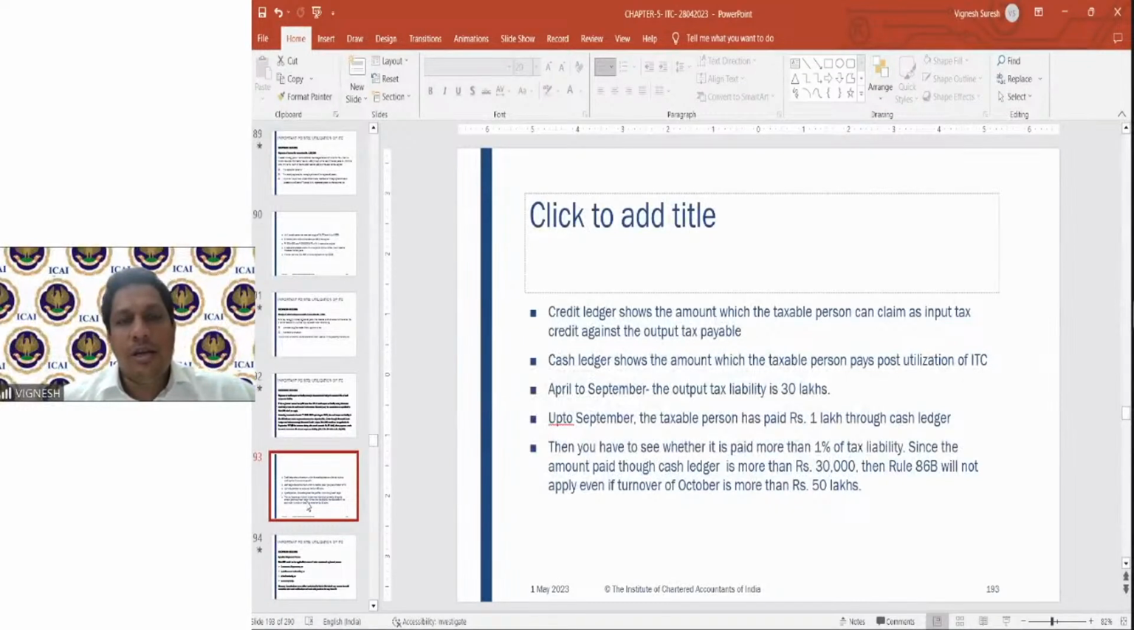See, first of all, you should understand what a credit ledger is and what a cash ledger is. How many of you have actually seen the GST portal after logging in? Can anyone tell me? If you have seen the GST portal, you will understand what a credit ledger and cash ledger are.